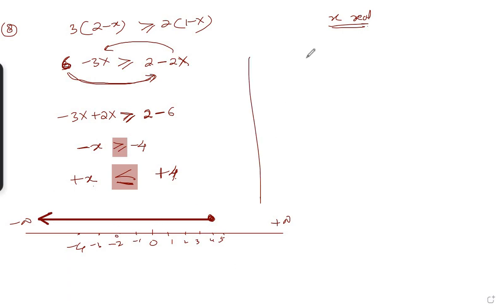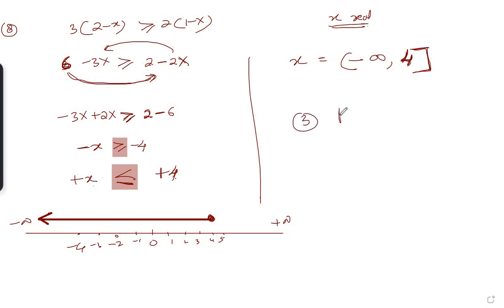Or if I want to show it using brackets, it will be minus infinity to 4. See here, 4 is included. I think I made some mistake in the last question. There also, if something is included, then I have to use a square bracket. Please make the correction. In the last question I forgot.